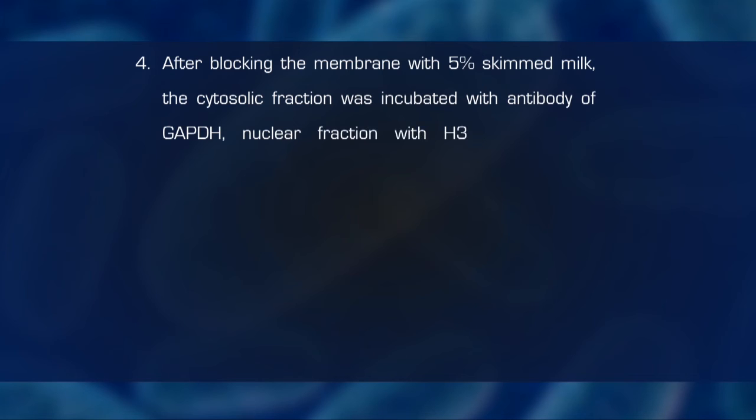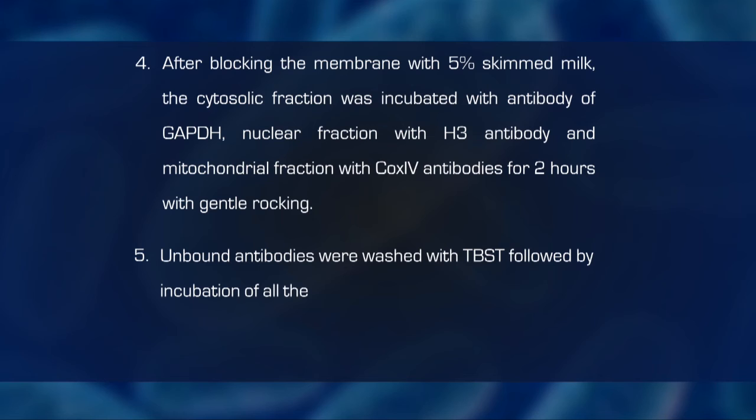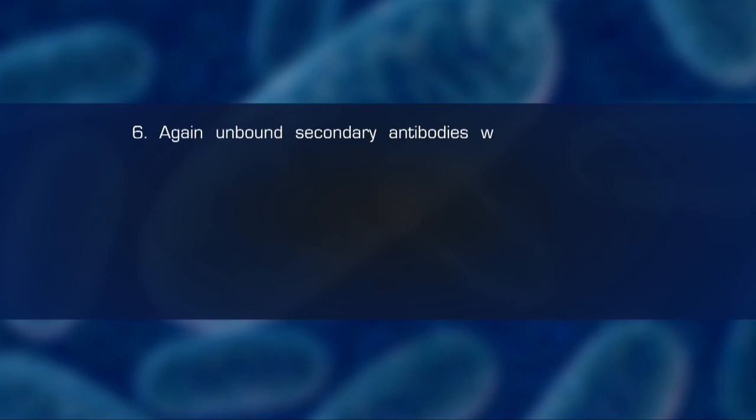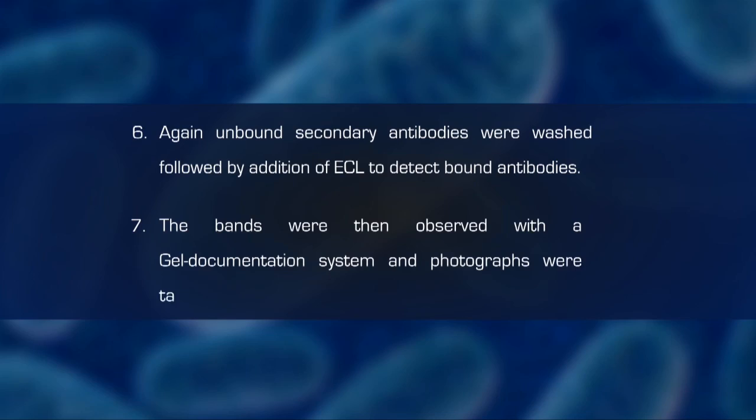Now, after blocking the membrane with 5% skimmed milk, the cytosolic fraction was incubated with antibody of GAPDH, nuclear fraction with H3 antibody, and the mitochondrial fraction with COX-4 antibodies for 2 hours with gentle rocking. Next, unbound antibodies were washed with TBST, followed by incubation of all three strips with secondary antibody, which is mouse anti-rabbit HRP conjugated antibody, for 45 minutes with gentle rocking. Again, unbound secondary antibodies were washed, followed by addition of ECL to detect bound antibodies. The bands were then observed with a gel documentation system and photographs were taken.